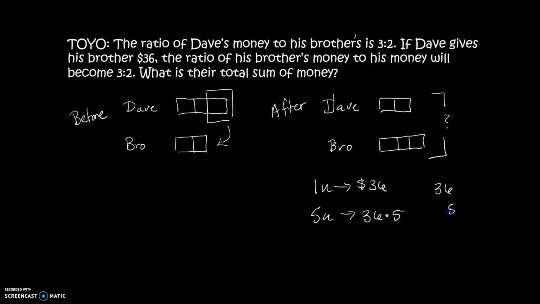Let's go ahead and do that math. 5 times 6 is 30. 5 times 3 is 15, plus 3 is 180. So 5 units equals $180. Dave and his brother have $180 altogether.